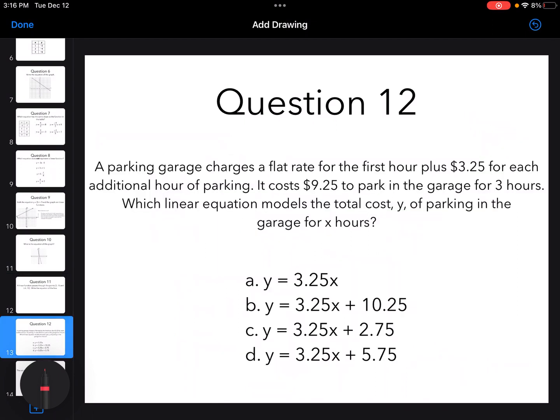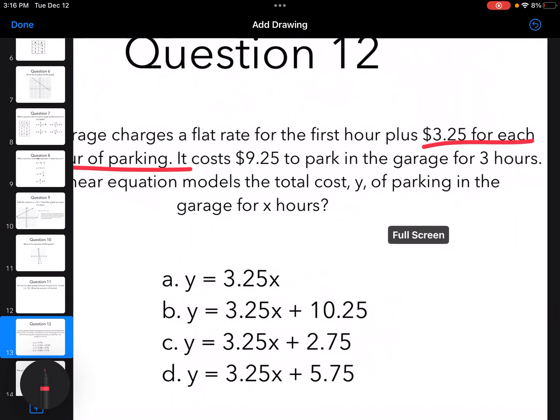All right, next one. A parking garage charges a flat fee for the first hour plus $3.25 for each additional hour of parking. So I know that this is going to give me where my x is. So I can't eliminate any of them because that's where all the x's are. It costs $9.25 to park in the garage for 3 hours. Okay, so which equation models that?